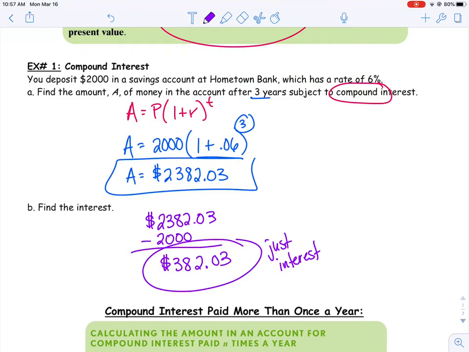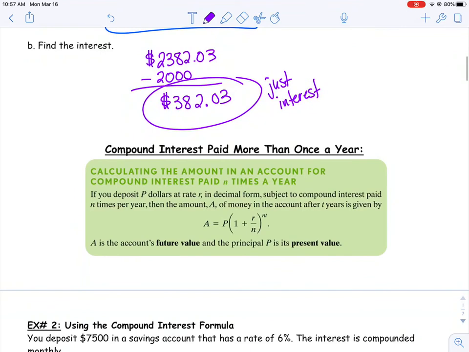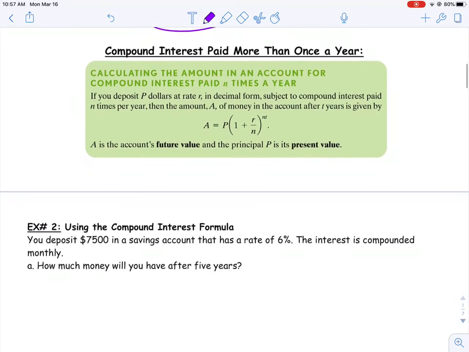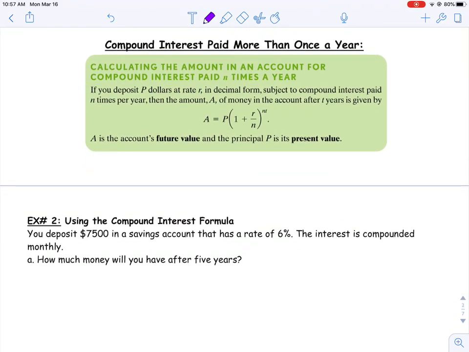All right. What happens though if our interest is not calculated only once a year? In some banks, they calculate interest multiple times a year. And so we need a different formula to calculate interest if it's compound interest calculated more than once a year. So it looks like this. This should also be on your formula sheet, so find it now so you're comfortable with where it's at. This will give us the amount of money we have in our account if we have compound interest and it's paid a certain number of times a year.